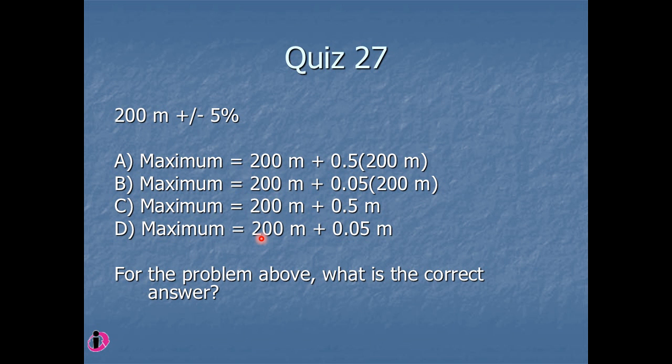Once you know the nominal value, you can add it. So the right answer is B, because in B, we showed how to add this. It's 200 meter plus 0.05 times 200, which is how you find the nominal value, because you can do it at once together instead of doing it in two steps. It's up to you. So the right answer is B. If you do this math, you will get 210 meter as your maximum.